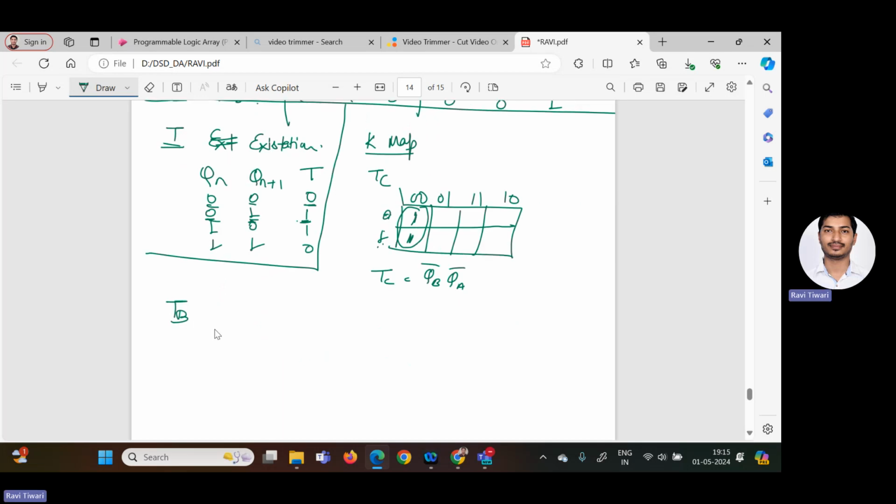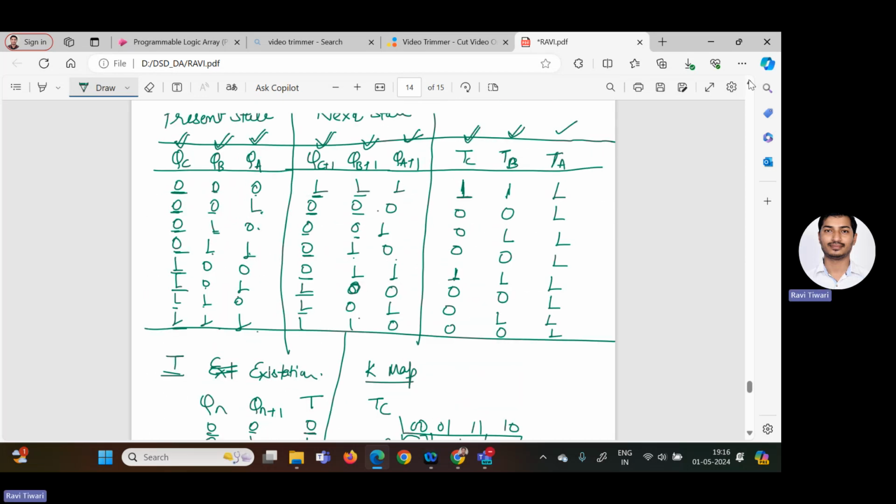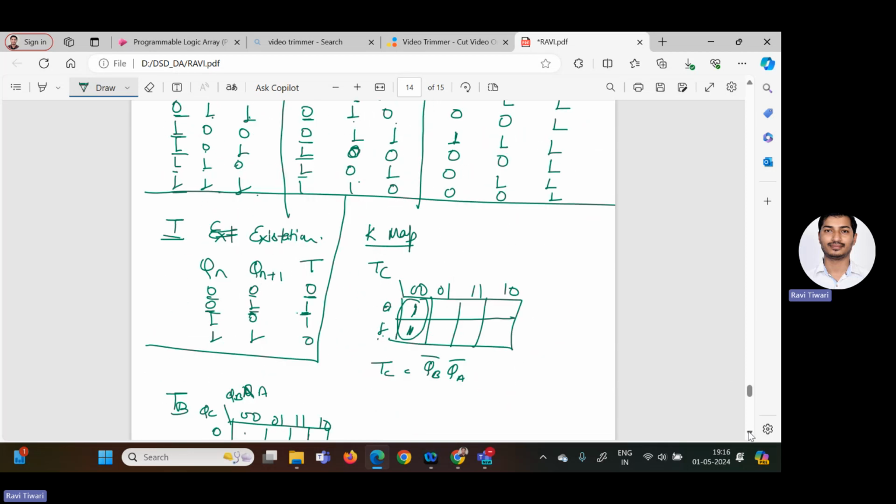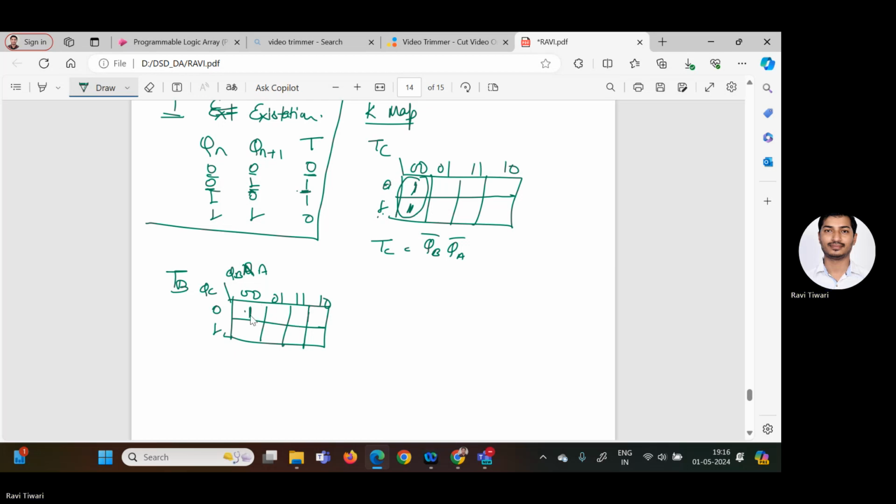So TB will be calculated like this. Again, here in TB, we have 3 variables. So here 0, 1, 0, 0, 0, 1, 1, 1, 1, 0. Here I am taking QC, QB, QA as inputs, right? These are the input variables. Now, here you see TB is 1 for 0, 0, 0. So here at 0, 0, 0, you fill it by 1.